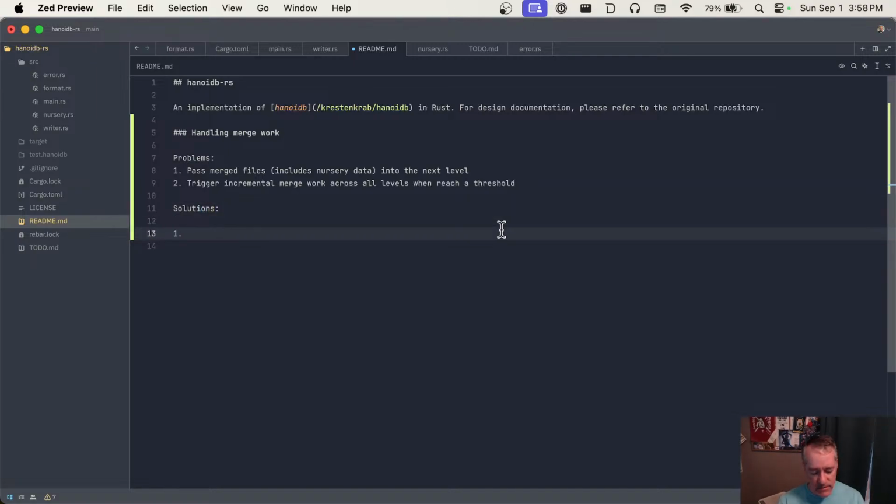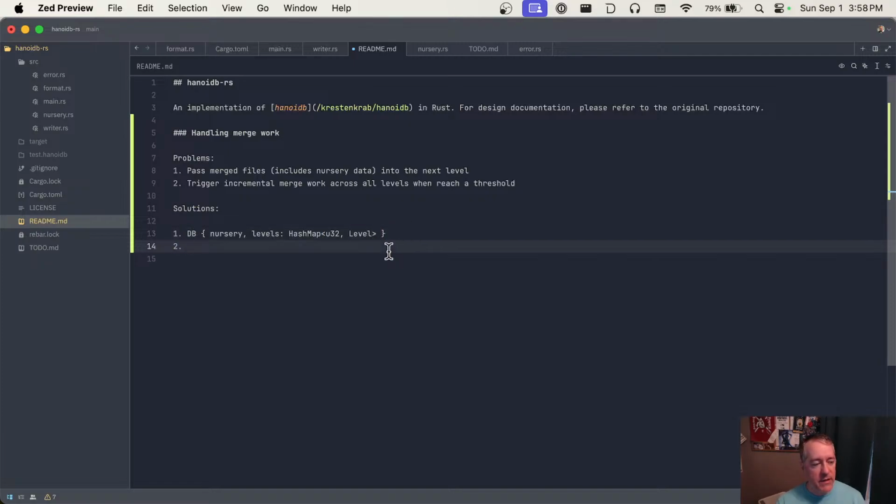The first one I'm thinking of is we have a DB struct, and it contains the nursery, and it's going to contain some collection of levels. And I think the levels have to be something like a hash map of U32 to level, whatever we define a level to be. Except that, now this is fine if it's single threaded, so we'll probably just pass this mutably around.